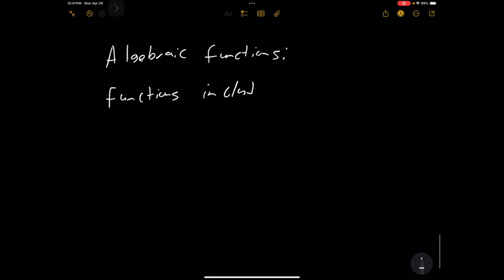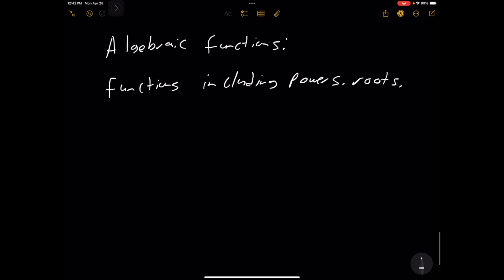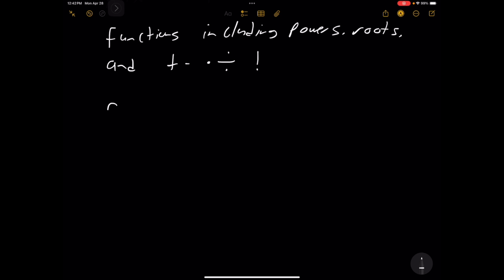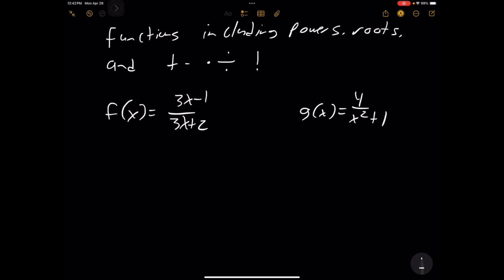Now we have another class of functions that we will call algebraic functions. And an algebraic function is a function including powers, roots, and all of our math operations that we're used to. So, one algebraic function could be something like f of x equals 3x minus 1 over 3x plus 2. Or something like g of x is equal to 4 over x squared plus 1. These are rational functions.